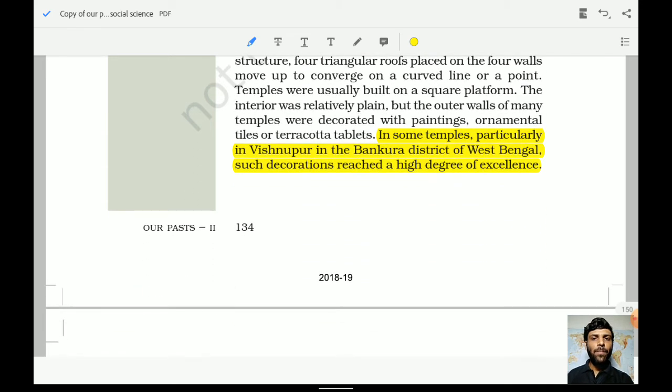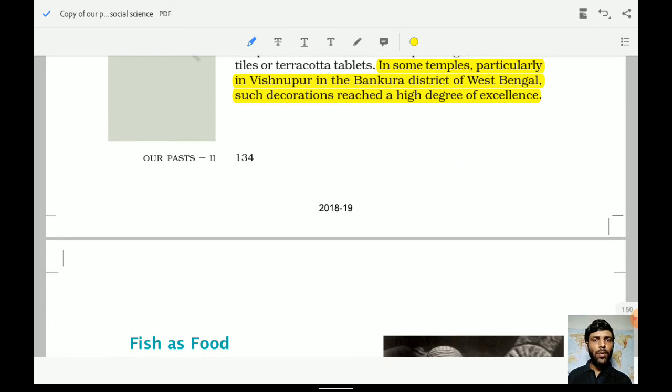In some temples, particularly in Vishnupur, in Bankura district of West Bengal, such decoration reached a high degree of excellence. Whenever there was popularity, as they got prominence and money, they started making elaborate structures and beautification of these temples.